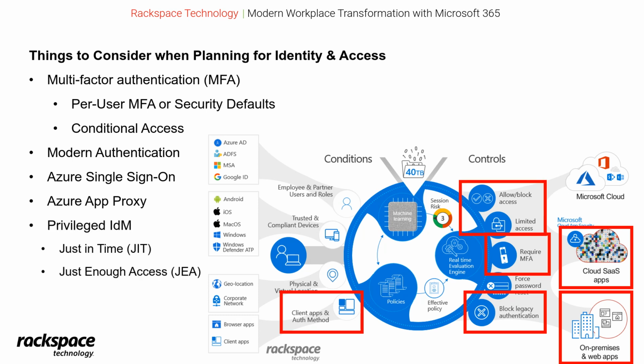And privileged identity management, as I mentioned, gives you that just-in-time access, or just enough access to be able to do what needs to be done with the environment. So a lot of controls, and these are really the foundations that need to go into planning identity and access management in a modern workplace.